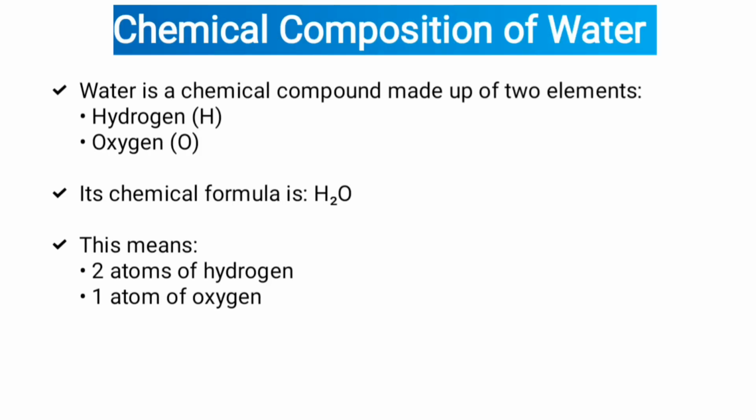Chemical composition of water. Water is a chemical compound made up of two elements, hydrogen and oxygen. Its chemical formula is H2O. This means two atoms of hydrogen and one atom of oxygen.